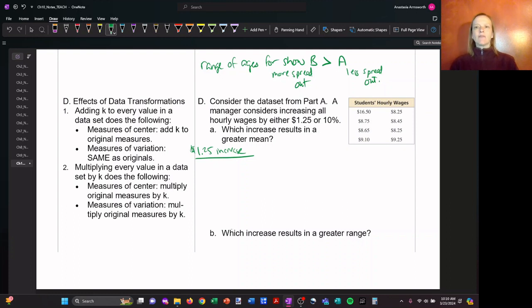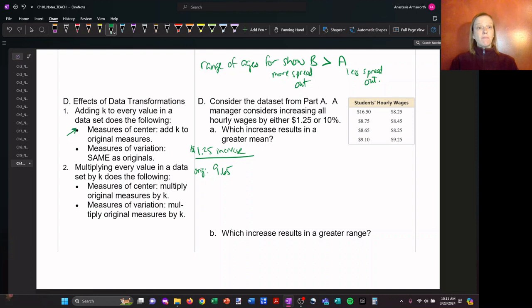Okay, so the average. Remember, our original average was $9.65. And now we're going to add $1.25 to every single value in this data table. You can actually pause the video and go ahead and add $1.25 to every single pay wage on there and calculate the new average. But there is a shortcut.